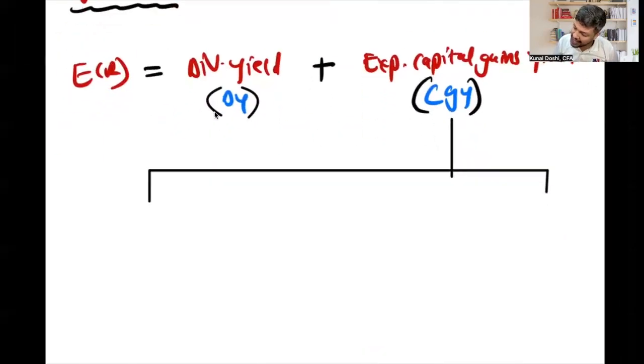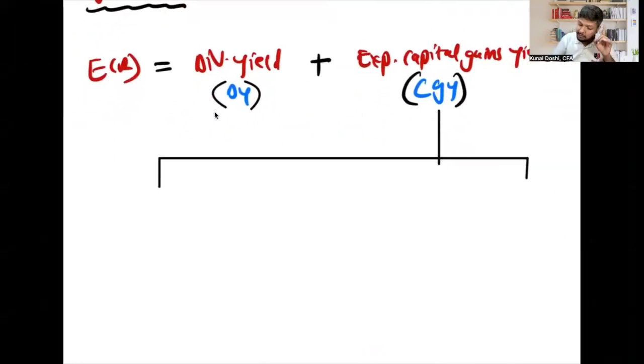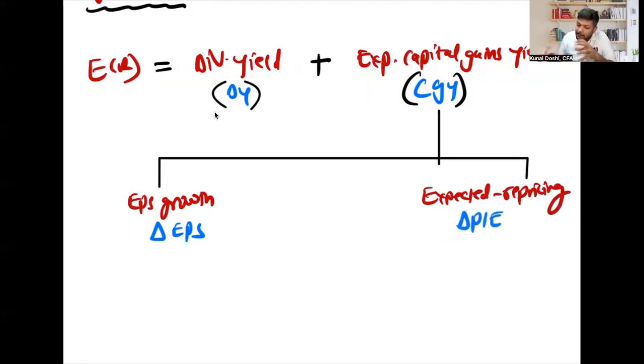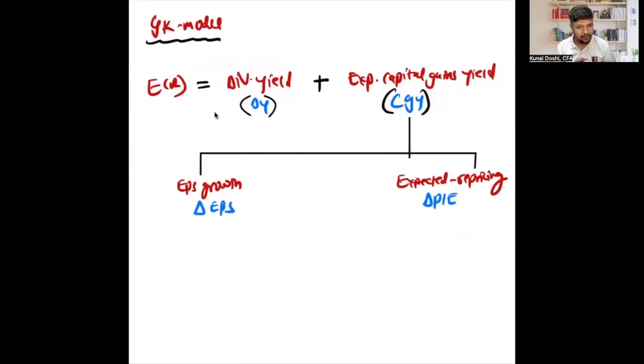So in our formula, expected capital gains yield is made up of two things. That is EPS growth rate, which is what we call change in EPS, and change in the PE ratio, which is called expected repricing. We use the term repricing because when the PEs change, the pricing will change. So these two are the decomposition of capital gains yield.